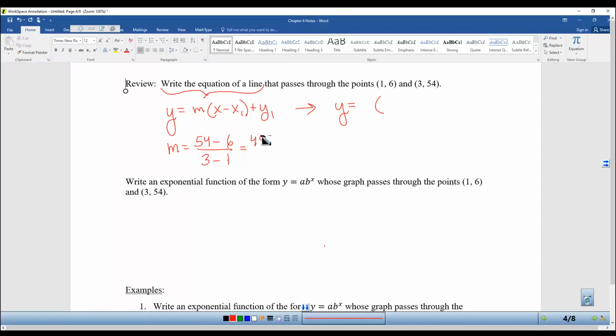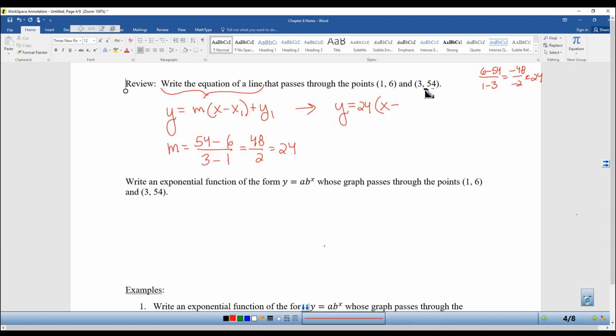So this is 48 over 2, which is 24. By the way, it doesn't actually matter which one is x2 and x1 or y2 and y1. If I had done 6 minus 54 instead, and then 1 minus 3, I just would have gotten negative 48 over negative 2, which is still 24. So it doesn't matter the order as long as you are consistent in the numerator and the denominator.